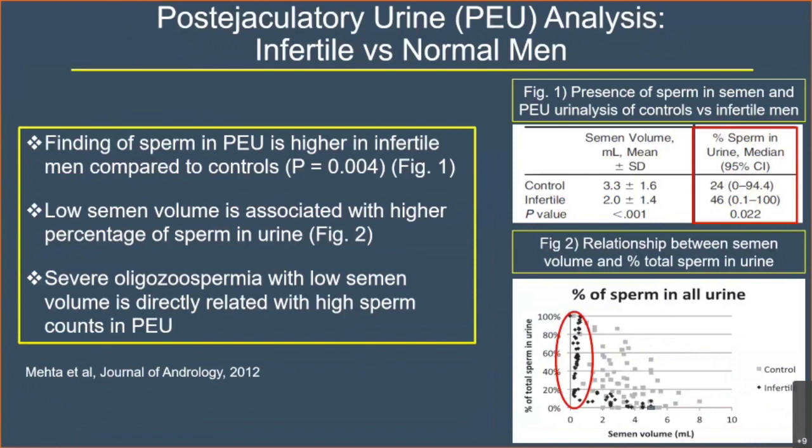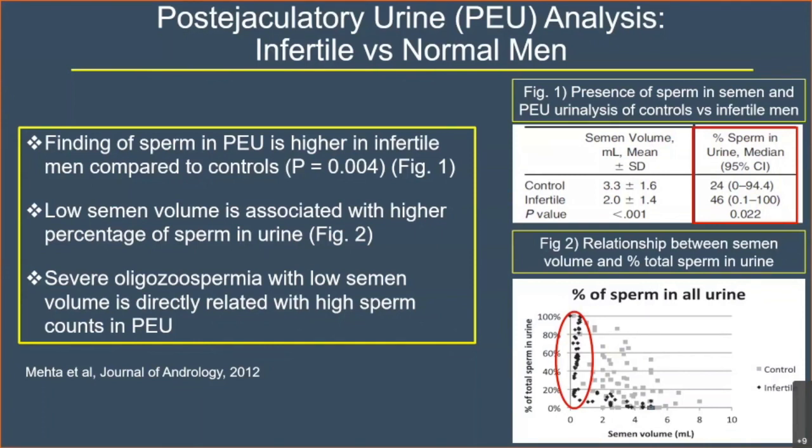So here I wanted to highlight a study by a group, Mehta et al., and they have examined the significance of post-ejaculatory urine analysis in infertile versus normal men. The salient findings of the study were, and they had equal numbers, like 70 infertile men versus 70 normal men with a normal semen sample.